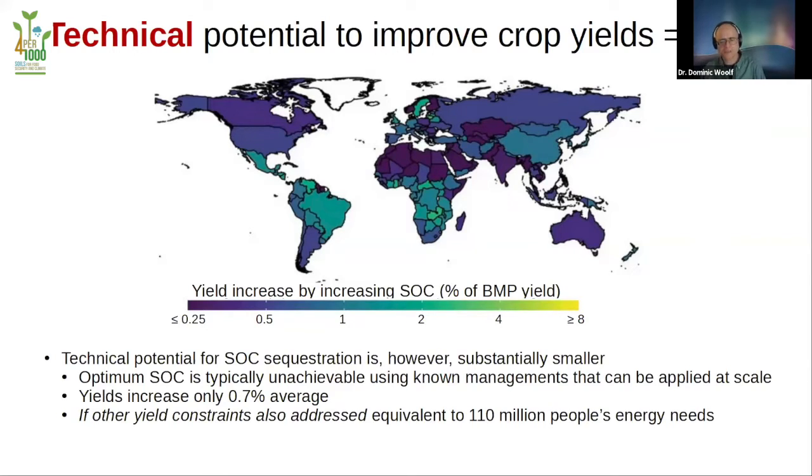Also worth bearing in mind that 0.7% would take at least 20 to 30 years to realize, because we don't increase soil organic carbon to its maximum level immediately. It takes time to build up those stocks. So the year-on-year increases in yields would be actually quite small in this case. It still, over time, equates to around 120 million people's energy needs, so it's not negligible, but it would be hard to measure against the background noise of all the other things that affect yields and will lead to changing yields over time.